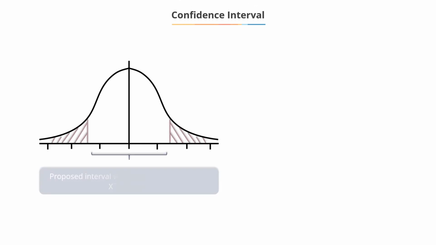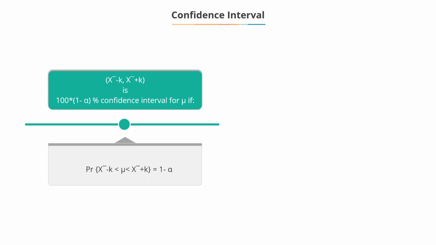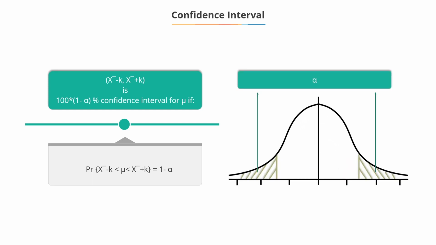Similarly, you may propose an interval around the x bar within which mu will lie when x bar is known. This interval is called the confidence interval. Specifically, x bar minus k and x bar plus k is a 100 multiplied by 1 minus alpha % confidence interval for mu. If the probability of x bar minus k less than mu less than x bar plus k equals 1 minus alpha, then alpha is the probability of lying outside the range.